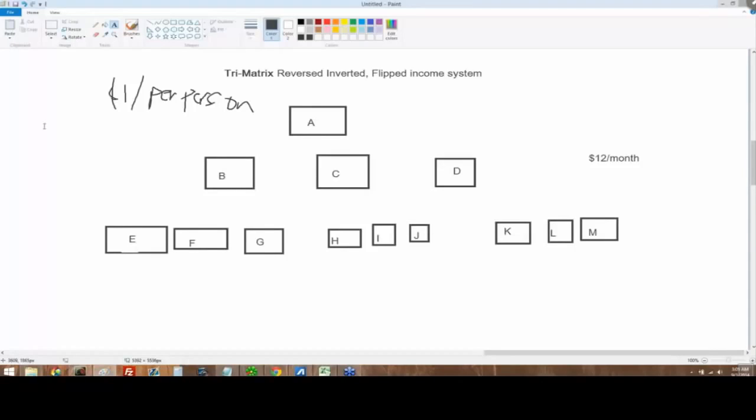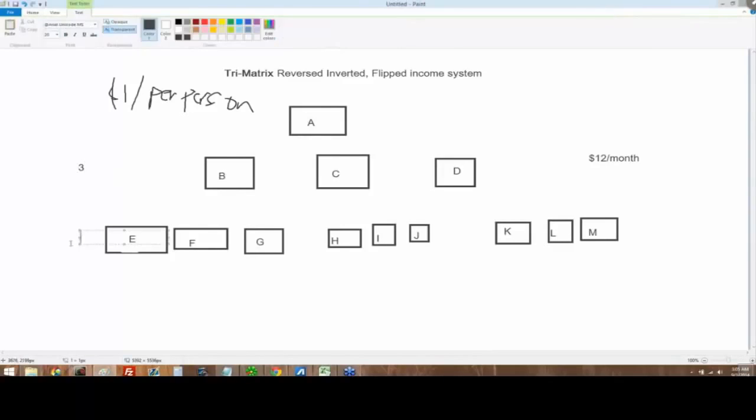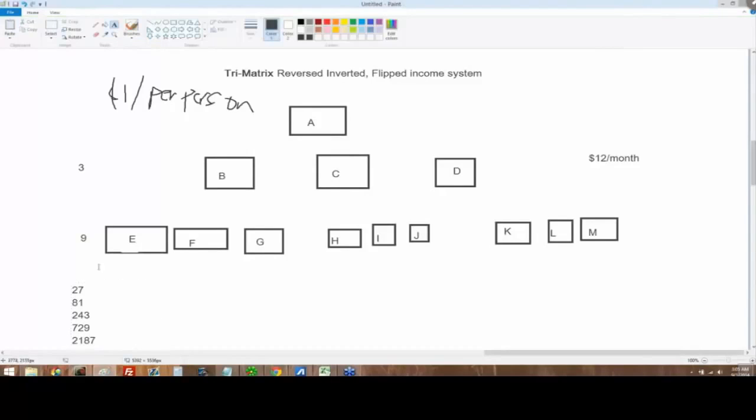So what we have here is a 3x7 matrix. That means everything goes 7 levels deep. So this is A, and here's A's level 1, level 2, level 3, level 4. A's level 1 has 3 people, level 2 has 9 people, level 3 is going to have 27, then 81, then 243, then 729, and then 2187, okay? Those are going to be the total number of people in A's matrix, okay?